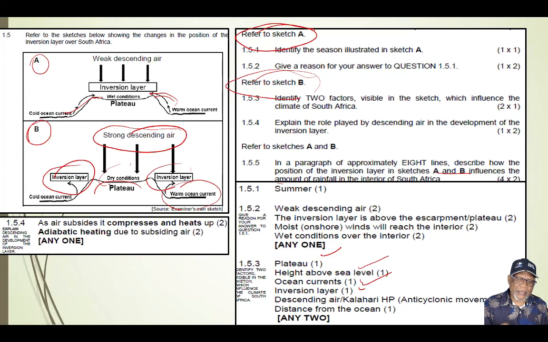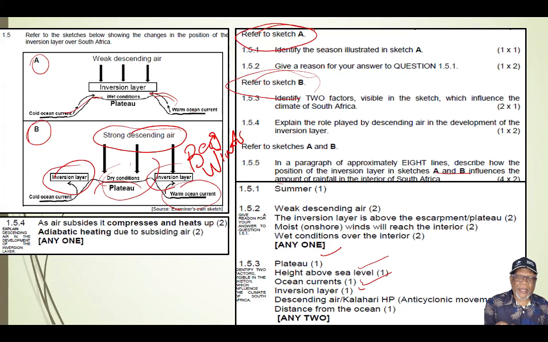So in this condition, this is more where we're going to get your bergwinds. This is where we are going to get your bergwinds in diagram B. The air is subsiding and the air is blowing from the interior to the coast. Because the air is blowing from the interior to the coast, there is going to be a limited amount of rainfall because the air is blowing from dry land.